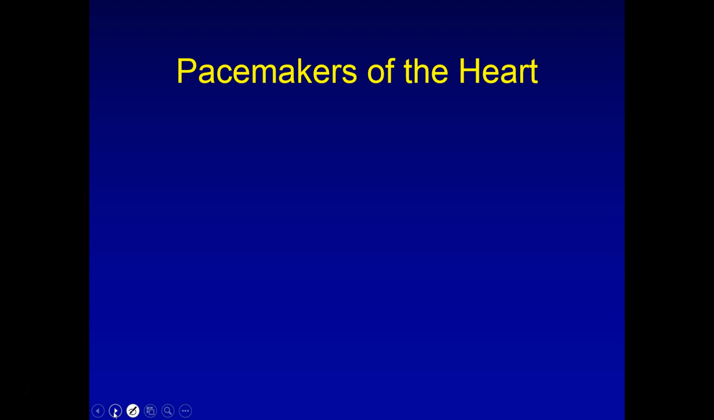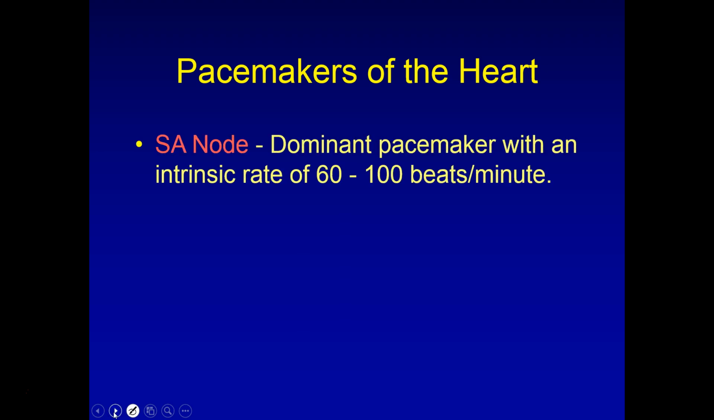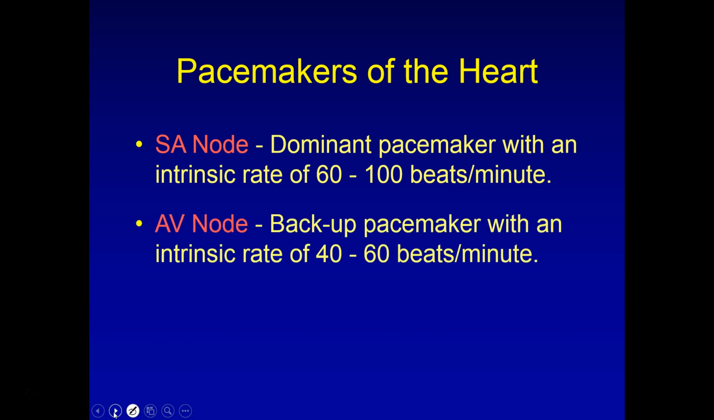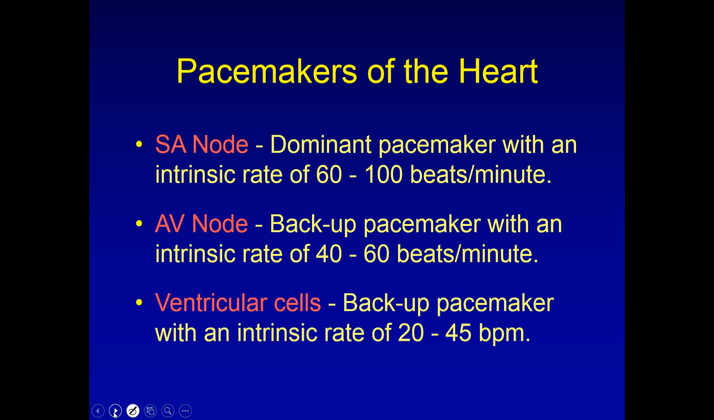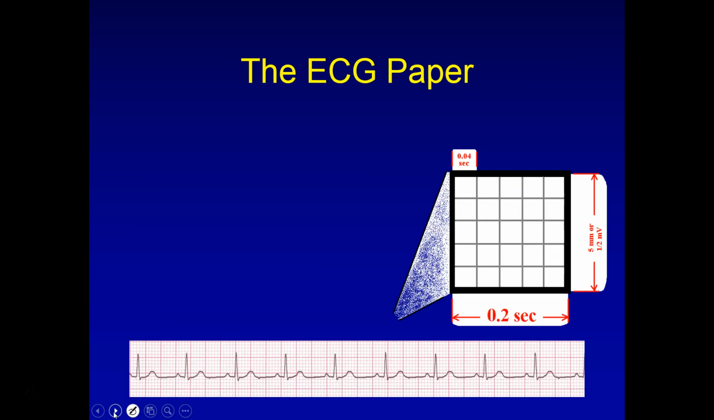So let's go over the pacemakers of the heart. Your SA node is your dominant pacemaker, with a rate of 60 to 100 beats per minute. If for some reason the SA node doesn't fire, we have fail-safes, and your first fail-safe is your AV node. That's your backup pacemaker with an intrinsic rate of 40 to 60 beats a minute. Ventricular cells also can serve as a backup pacemaker, and their rate is 20 to 45 beats per minute.